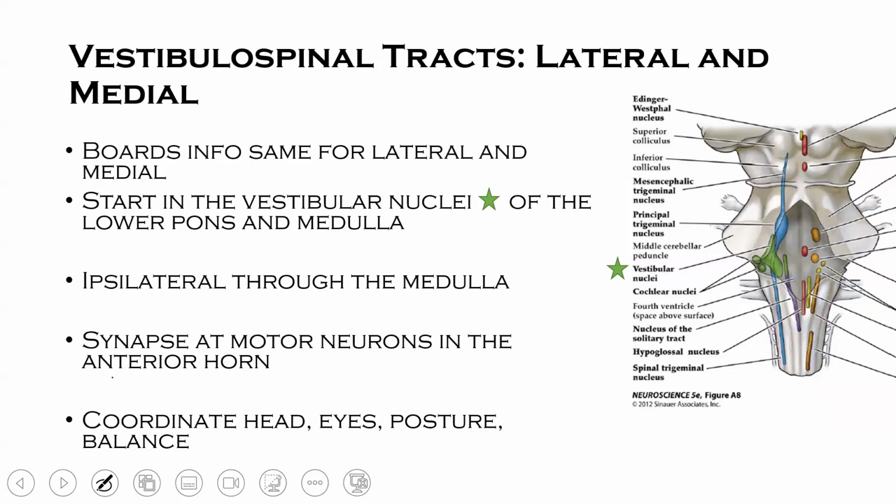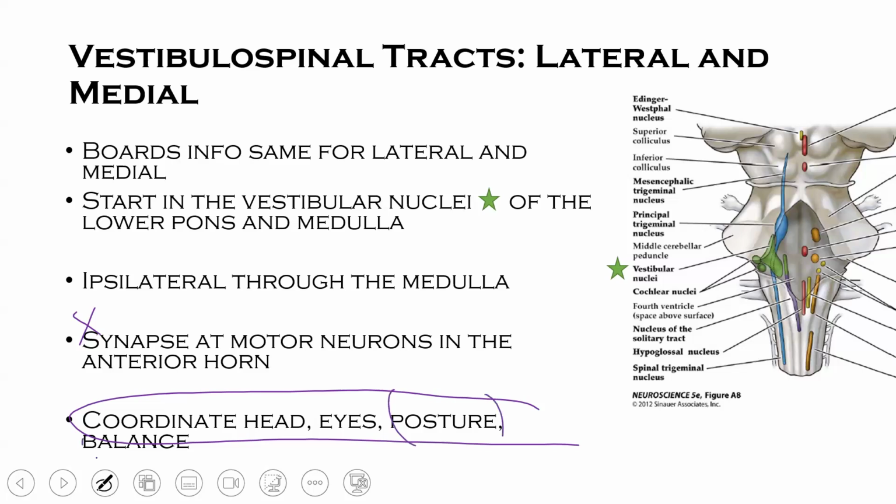Okay. And so it starts at the cell bodies for the vestibular nuclei of the lower pons and medulla. It stays on the same side through the medulla, and then it synapses at the motor neurons in the anterior horn. What's it do? It coordinates head, eye, posture, and balance. So we can walk around, we can turn our head, and we can move our eyes to focus on different objects and still keep our posture and our balance and not fall over.